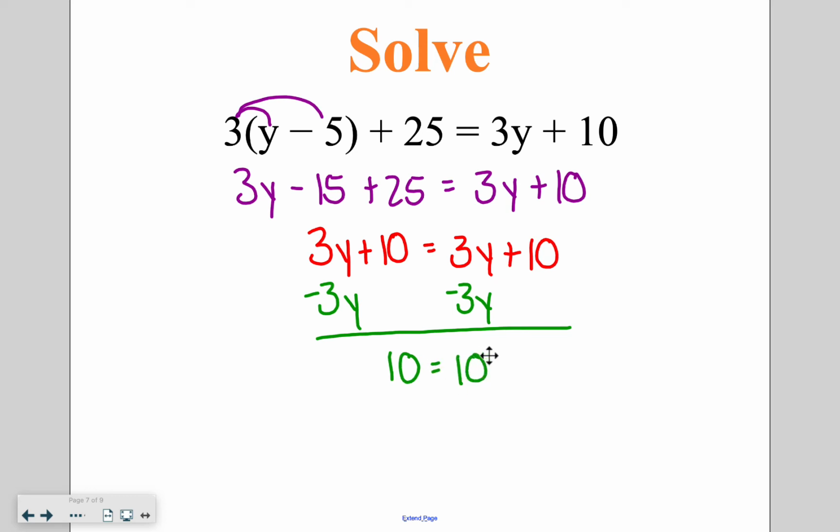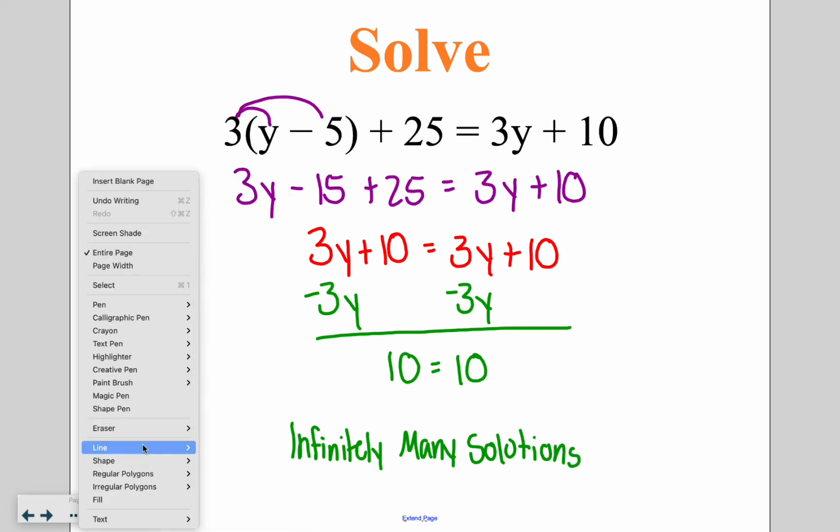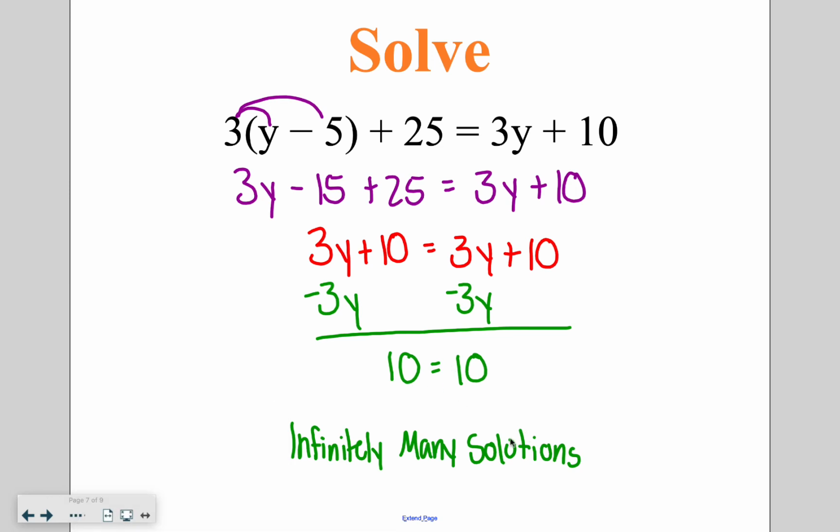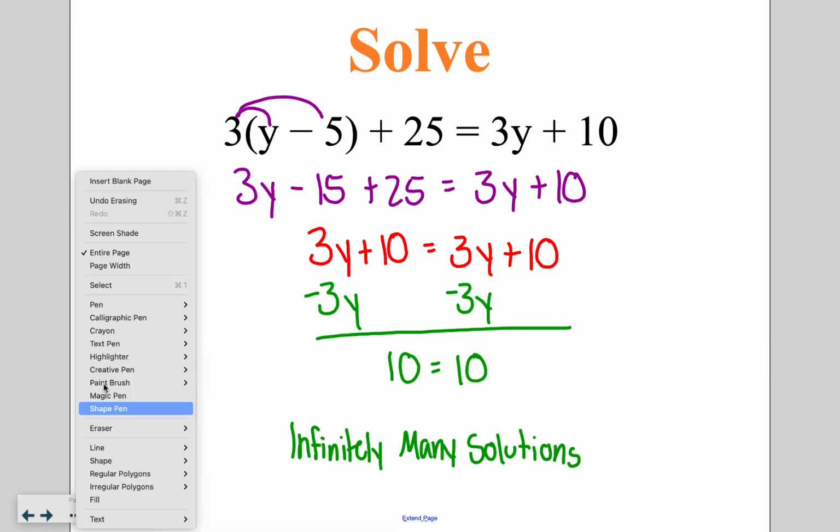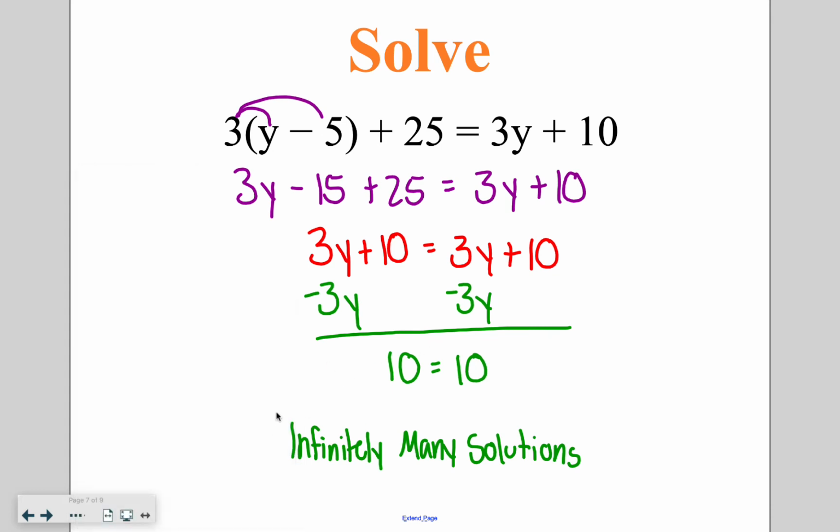So no matter what we plug in for y in this case, it's always going to boil down to 10 is equal to 10. What that means is that there is infinitely many solutions to this problem. AKA, you can plug any number into this equation, no matter how big or small, whether it's positive or negative, and you will get an answer that simplifies down to 10 is equal to 10. So no matter what you plug in, it will always filter down to 10 is equal to 10. And that is how we get infinitely many solutions.